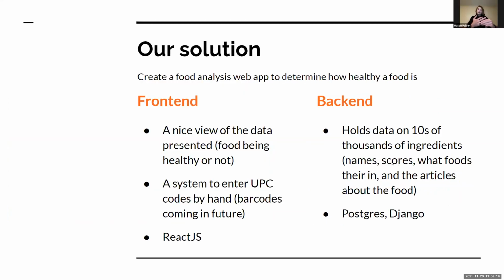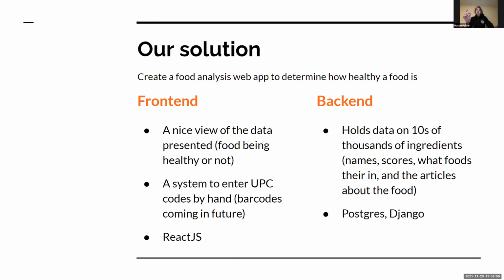So what we created is a food analysis web app to determine how healthy a food is. And really the whole goal of it is to save time for consumers. So you can just pull out your phone, scan, and then find out if your food is healthy or not. And our project, as you may know from earlier presentations, is called Intelligent Eats. It determines how healthy a food is with a score of -10 being the least healthy and 10 the healthiest.